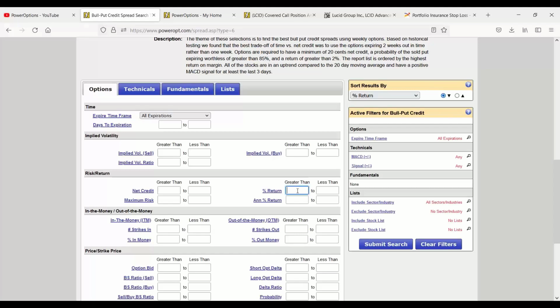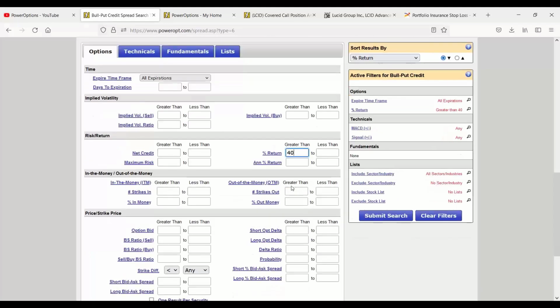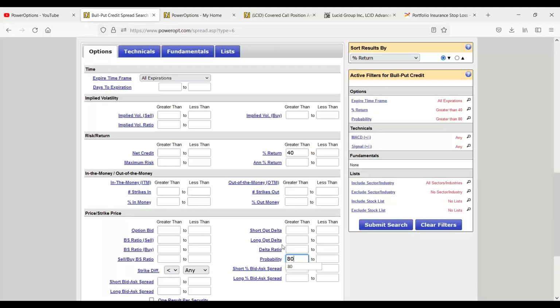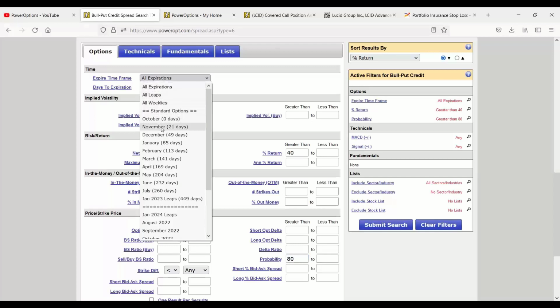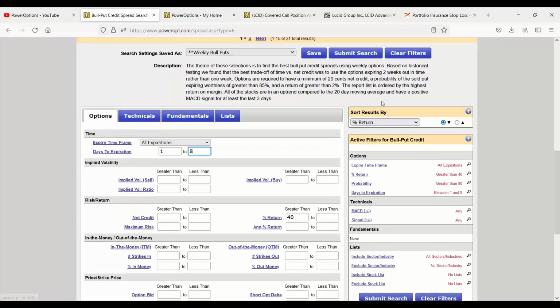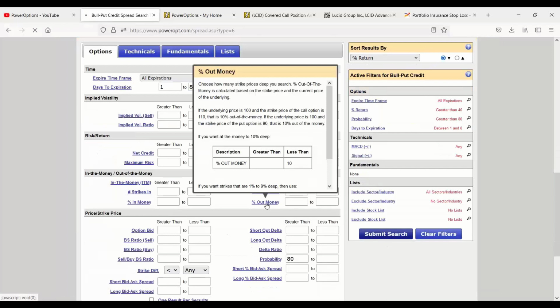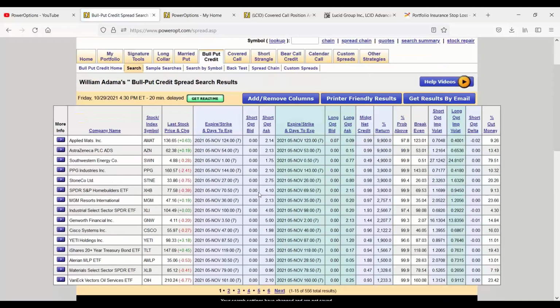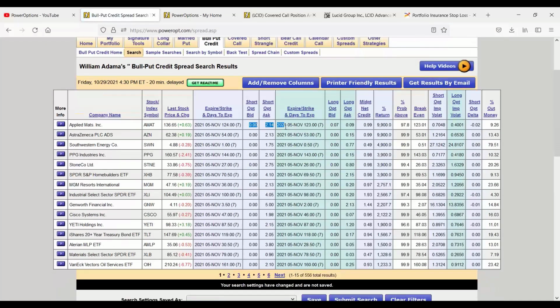David, you're saying a percent return of 40, right? Probability of 80. David, I don't know your time frame. Let me just go next week, 1 to 8 days out in time, and I'm just going to leave it at that. See if we see anything similar to what you're seeing. Yeah, perfect. 97% return.